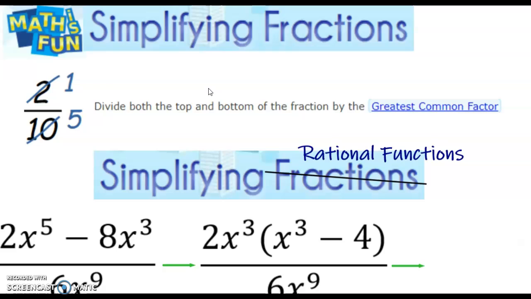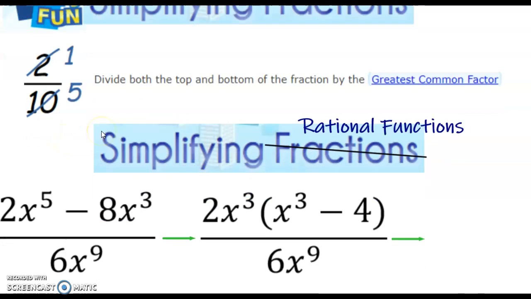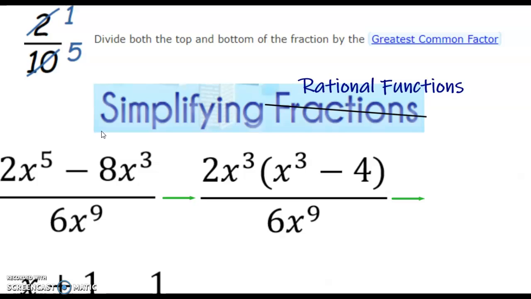The way we simplify them is the same way we did simplifying or reducing fractions in elementary school, where we divide both the top and the bottom of the fraction by the greatest common factor. You can see that we took the fraction 2/10 and reduced it to 1/5. We're going to be doing the same thing, although obviously it's going to be a little bit more complicated.